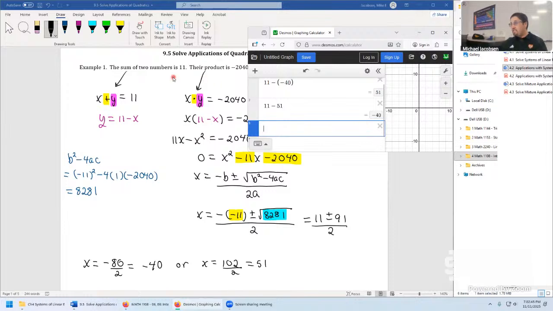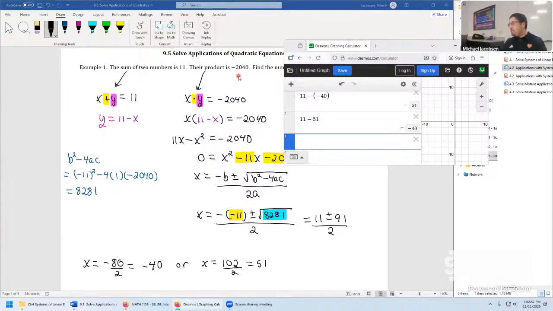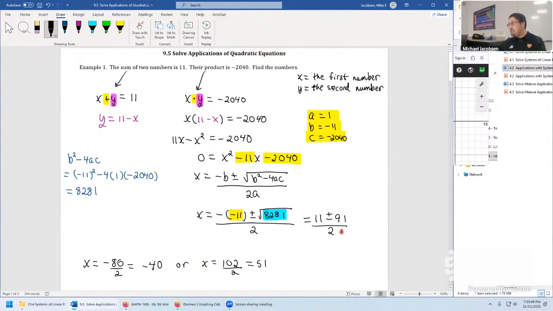Well, if we add these together, we definitely get positive 11, so that checks. We're wondering, if we multiply them together, take 51 times negative 40, do we get negative 2040? And we do. So that tells us this is kind of an odd problem. We didn't actually have to return to y. Oftentimes you do in these kind of problems. But this time, these are the two solutions. We can say here, just to emphasize, the two numbers are negative 40, 51. Let's box this out just to emphasize this is our solution this time.